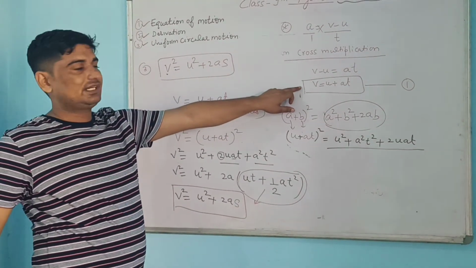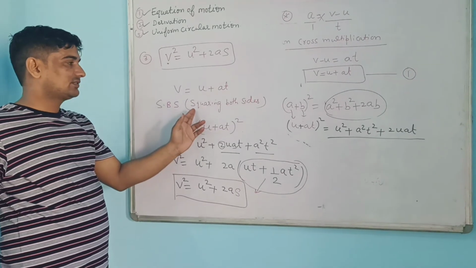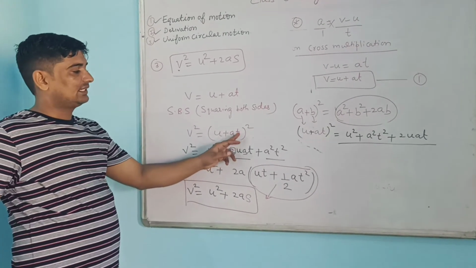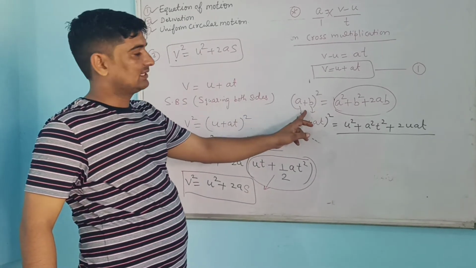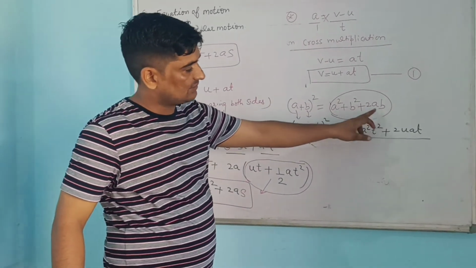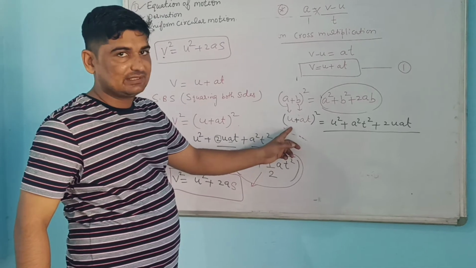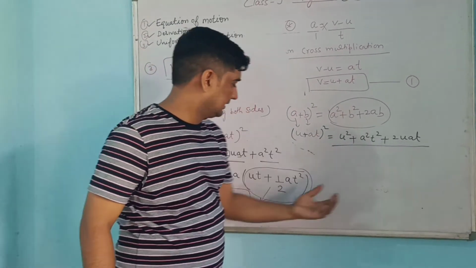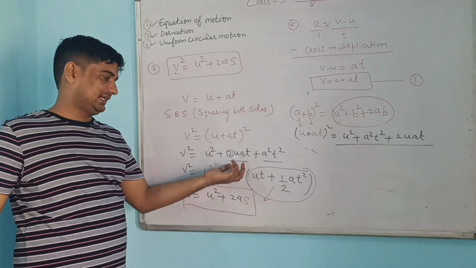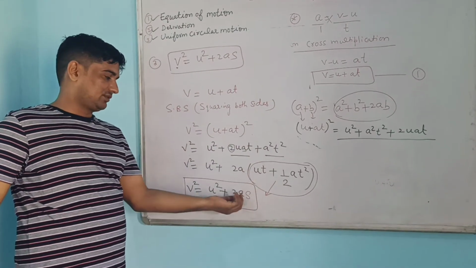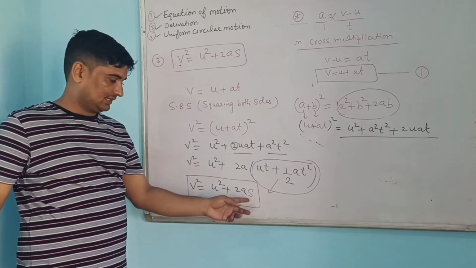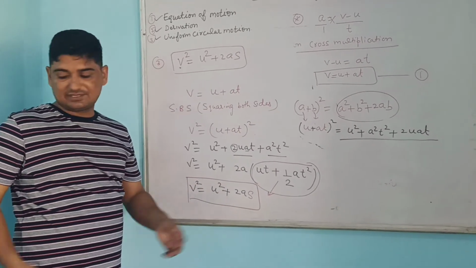First equation we have already derived. So we are just squaring both sides. So V square is equal to U plus AT whole square. We know the identity A plus B whole square is A square plus B square plus 2AB. According to that we have expanded it: U square plus A square T square plus 2UAT. Same thing we have written here, and we have taken common 2A. So what is left in the bracket is the formula of S. So V square is equal to U square plus 2AS.